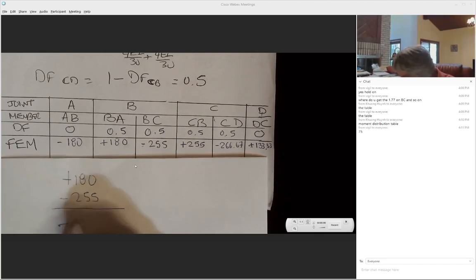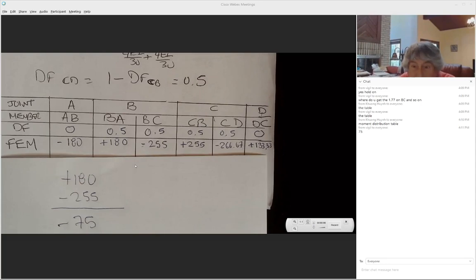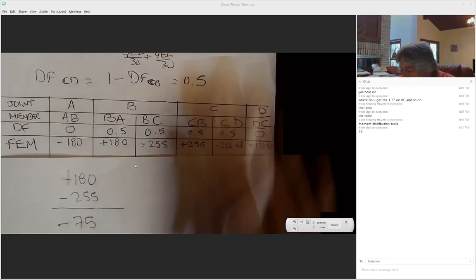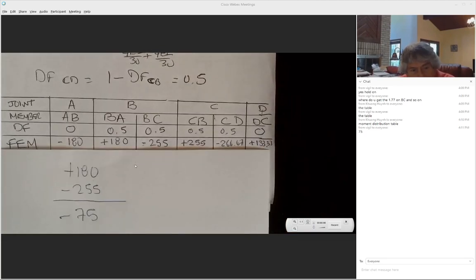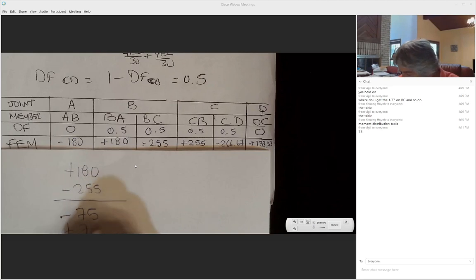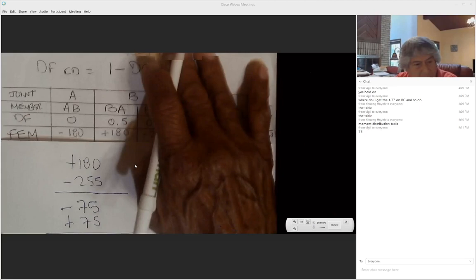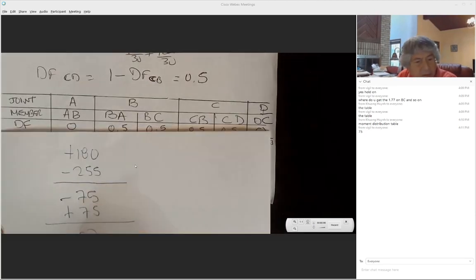This is minus 75. Right now it's a minus 75, not a plus 75. So joint B is not in equilibrium. To have summation of moments at B equal to 0, and we do this for any joint, I need to put plus 75. That means the summation of moments is equal to 0.